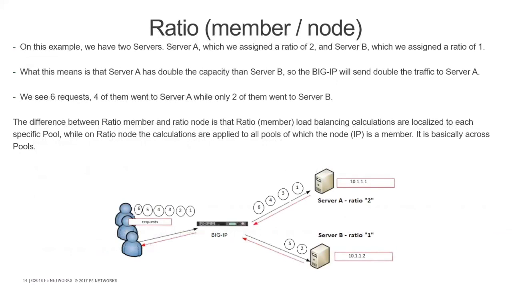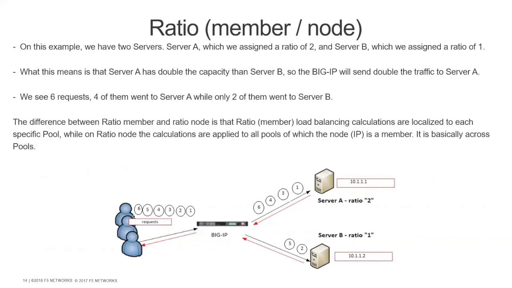in this example, we have 2 servers only, server A and server B. On server A, we have a ratio of 2, and on server B, we have a ratio of 1. So this means that server A will get double the connections. Looking at the picture, we see that the clients are sending 6 requests, and we see that server A gets 4 of them, and server B gets only 2 of them. Again, this is quite useful if you have servers with more capacity than others. You can statically define how many connections go to each one of them.